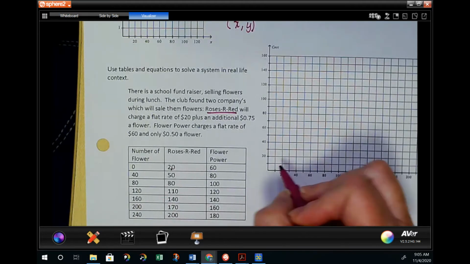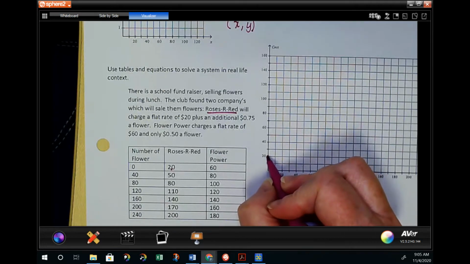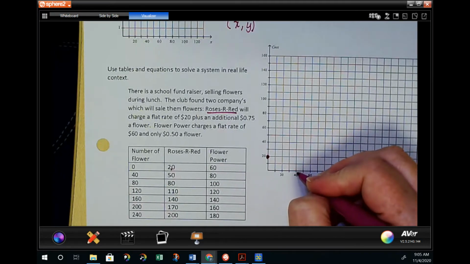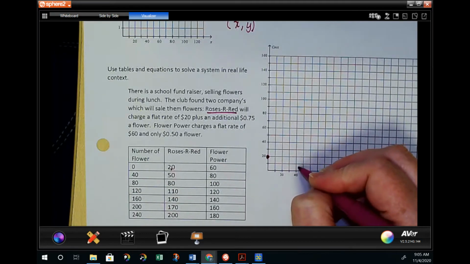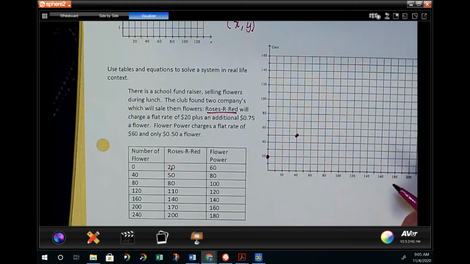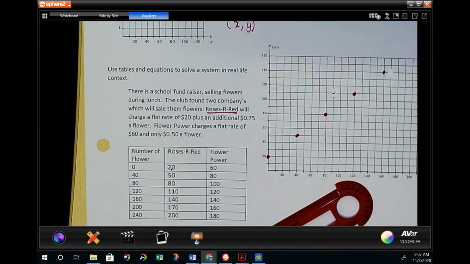So my y-intercept is at 20, and then when x is 40, I'm at $50. And remember here, I'm counting my tens. So 10, 20, 30, 40, 50. And you're just going to graph those dots for me. So go through and do that. And you're going to follow along, and you're going to graph all those dots.